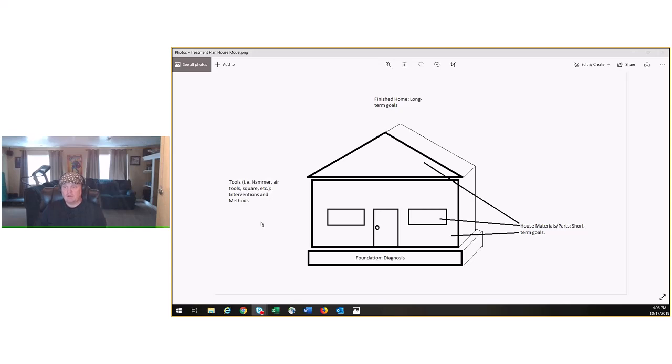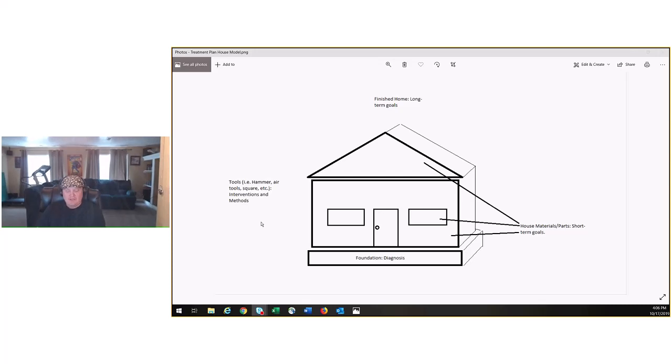And so his long-term goal, or his finished house, is: I'd like to get back to how it used to be. Well, the truth is, and you and I all know this, an individual can never return to exactly what they were before, because developmentally that just doesn't happen. We continue to progress. And so it's helping him to figure out what he wants in the future. You work on that with him, and then figure out the treatment plan and the interventions.